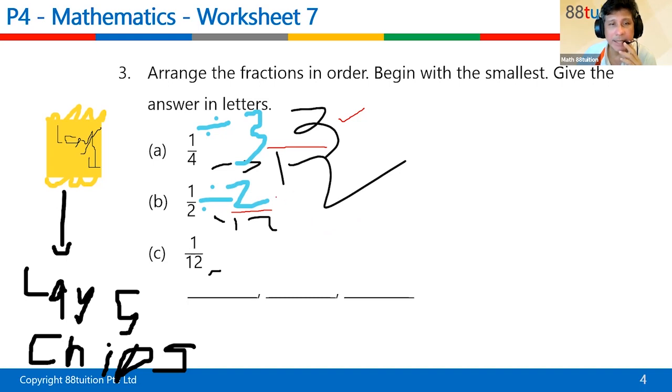Nicole is not done like that. Yeah, let Ariano do. Okay, yes, it is a 6. So now you have one that is a 3 out of 12, one is a 6 out of 12, and of course C itself is just 1 out of 12. Are you able to arrange the fractions in order which begins with the smallest?